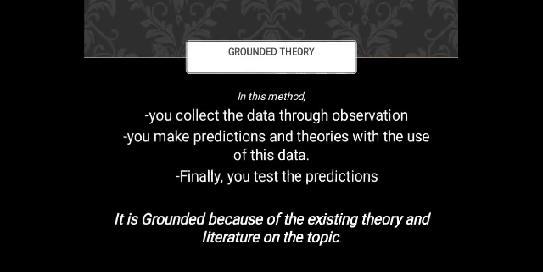Moving on to grounded theory, the grounded theory builds a theory after predicting and explaining the behavior with the use of the inductive methods. In this method, we can collect the data through observation. Next, we make predictions and theories with the use of this data. Finally, we test the predictions. Although this theory comes up with new theories, yet it is grounded. It is because of the existing theory and the literature on the topic.